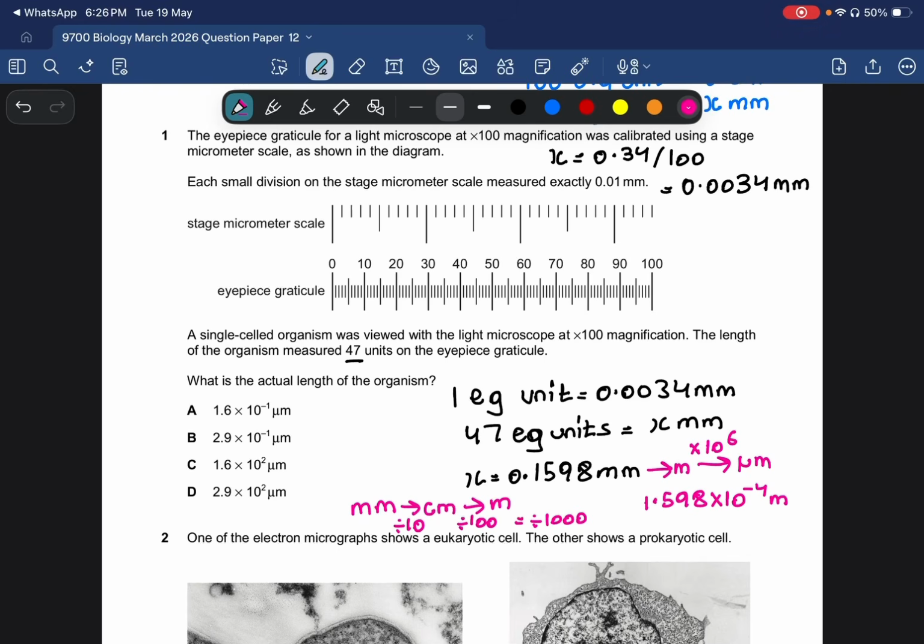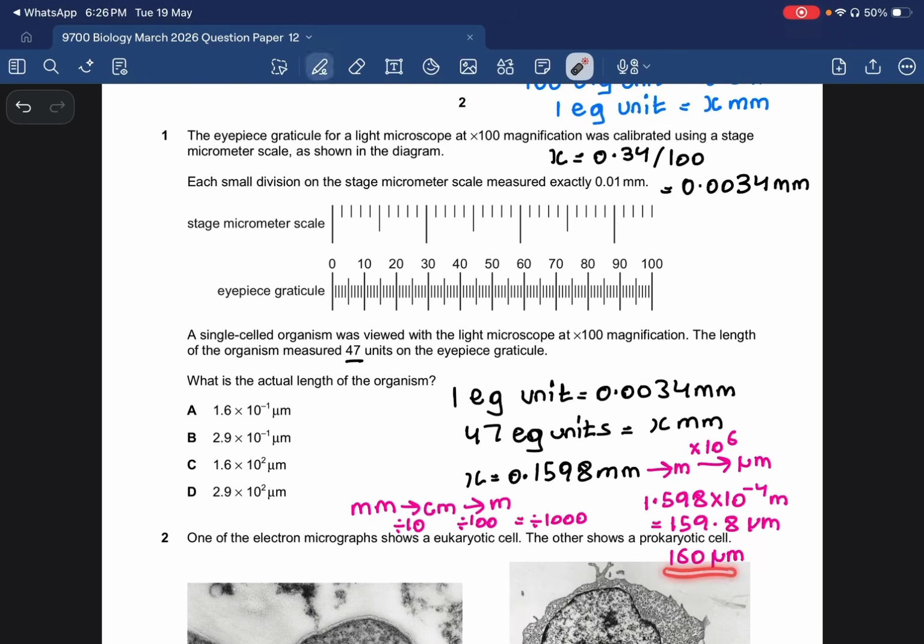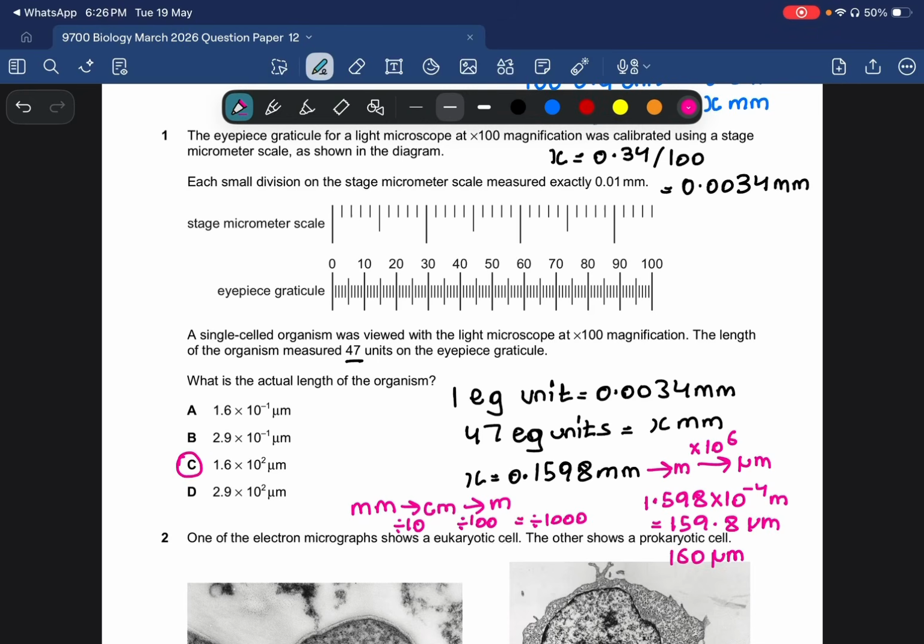And now your answer is already stored on the calculator. Just press the multiplication sign, 10 to the power 6, because now you're going to convert the meters to micrometers, and this becomes 159.8 micrometers. Or you could say 160 micrometers if we just round it to two significant figures. And that's our answer right there.